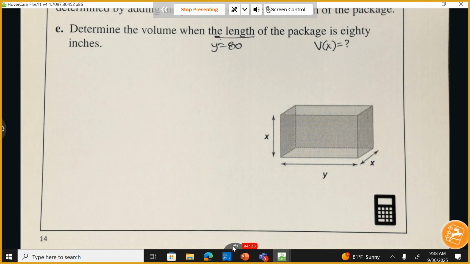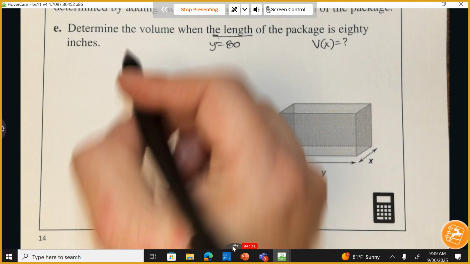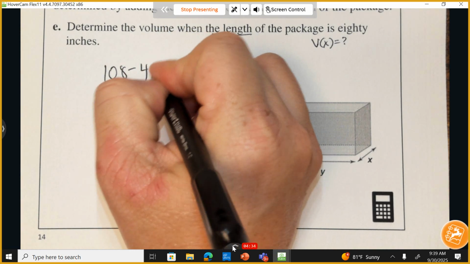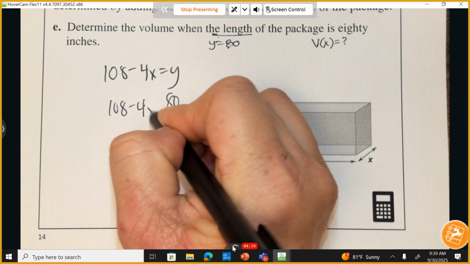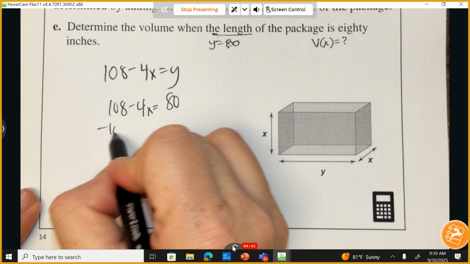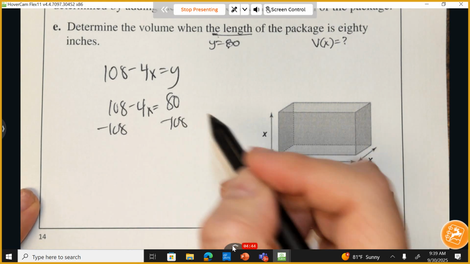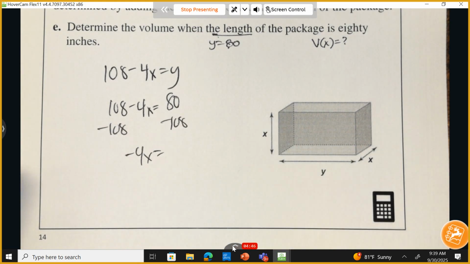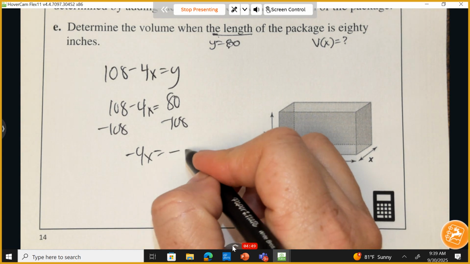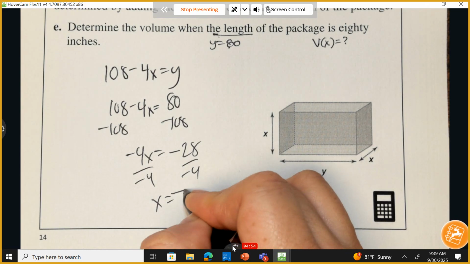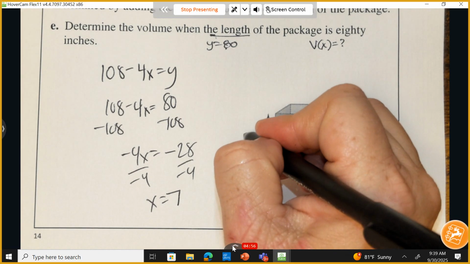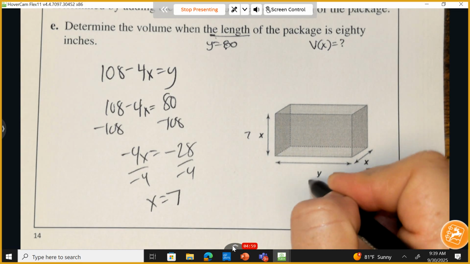Okay, so I have a couple different ways that we could do this. One is, I remember that I had that formula that was created early on, and I'm going to write that formula down. It was 108 minus 4x equals y. So when y is 80, let's determine what x is. I'm going to start by subtracting 108. On your calculator, please take 80, subtract 108. After you have that value, please go ahead and divide by negative 4. And we end up with x equals what? 7. Okay. Now, that means this would be 7, this would be 7, and this would be 80.